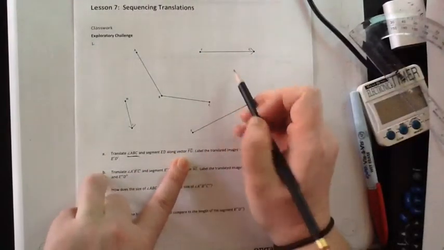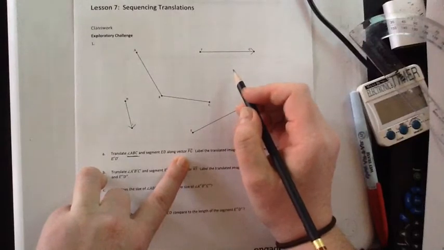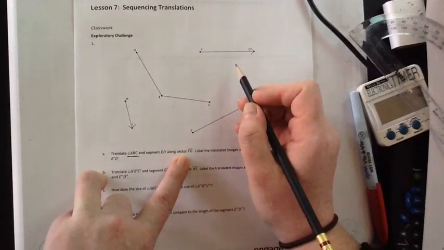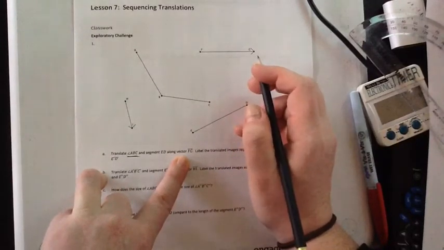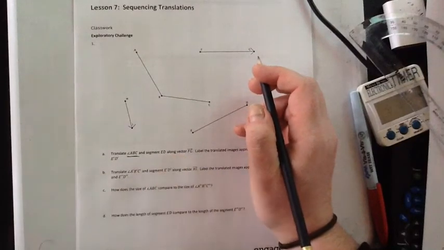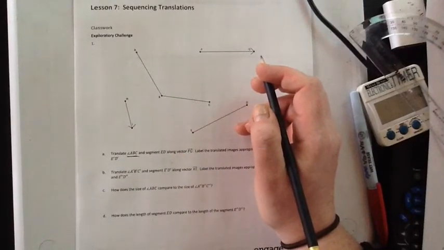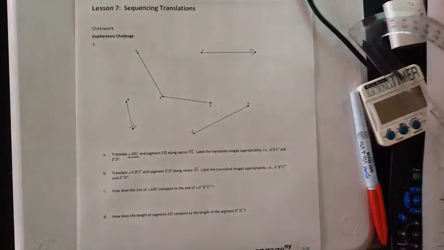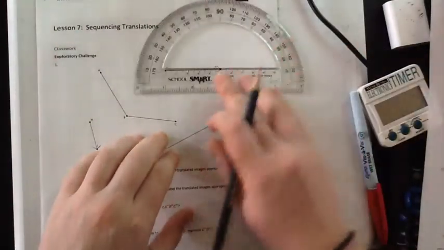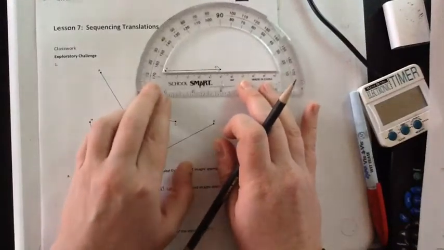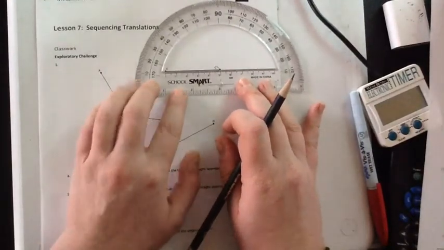So what does a vector tell you again, Jimmy? How many units the shape goes over in? And it tells you the distance and the direction. So we actually have to measure the vector. You can use your protractor or your ruler, and you gotta measure to see how long FG is.